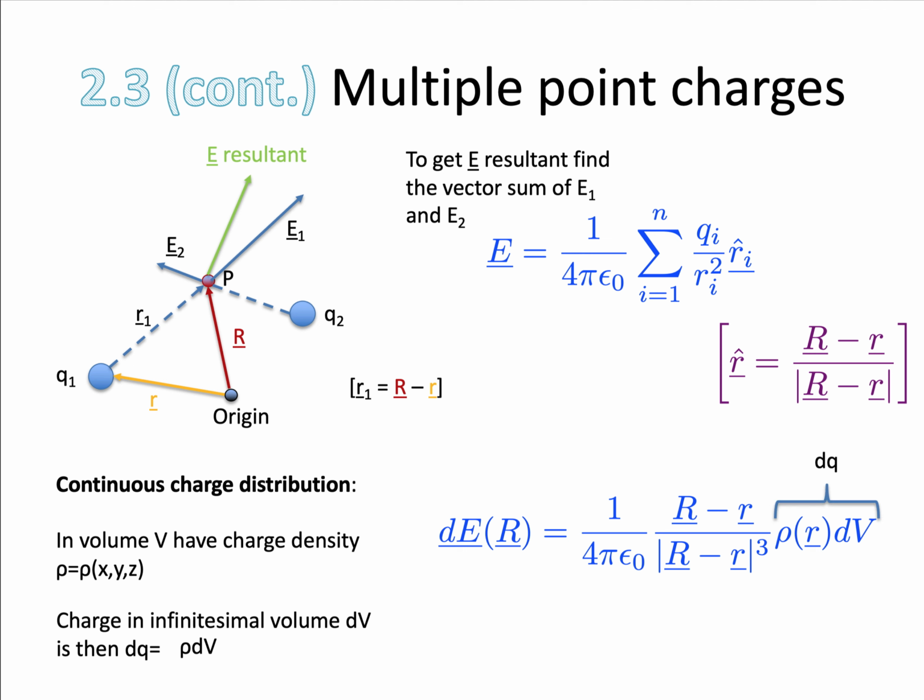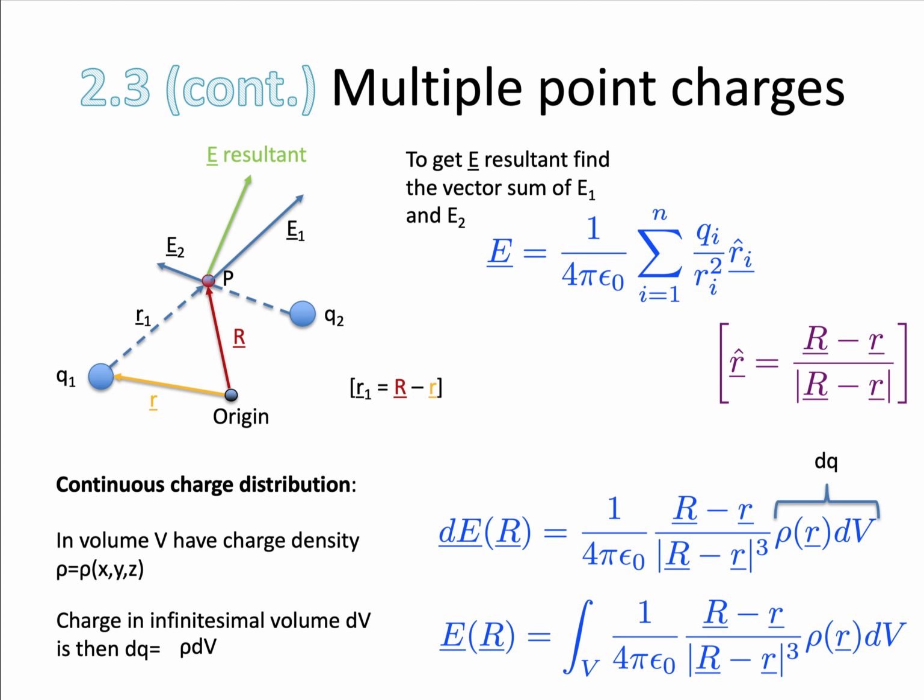We then have the ρ dV, which is the charge in the tiny chunk of volume. Then we integrate to get the total electric field from the full volume at the point R. And that equation will look like this.